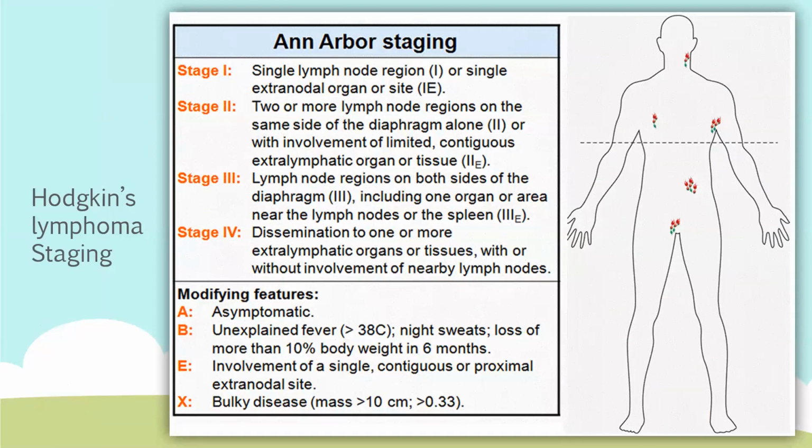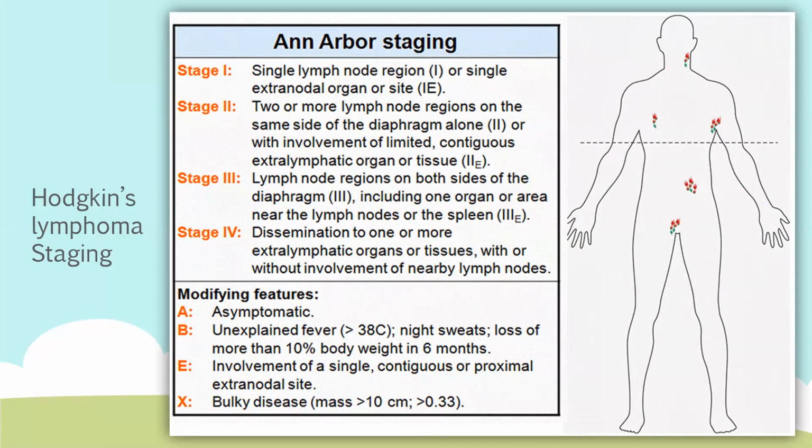After that, I will briefly explain about the staging of lymphoma. First, for Hodgkin lymphoma, we use Ann Arbor staging. So Ann Arbor staging has 4 stages. Stage 1 involves a single lymph node region. The second stage, more than 2 lymph node regions on the same side of the diaphragm. Third stage, lymph node regions on both sides of the diaphragm, plus or minus spleen. The fourth stage is the simultaneous involvement of extralymphatic organs such as liver and bone marrow.